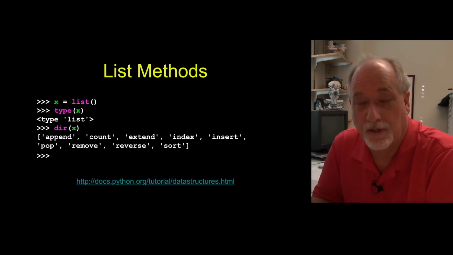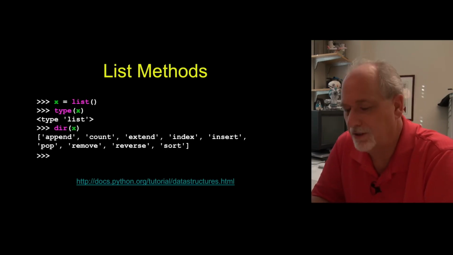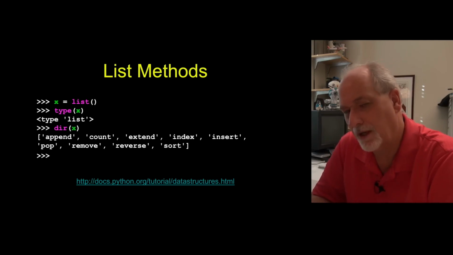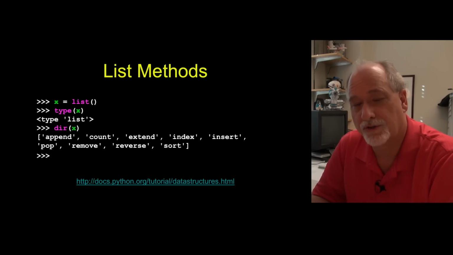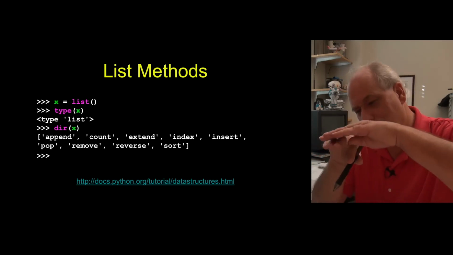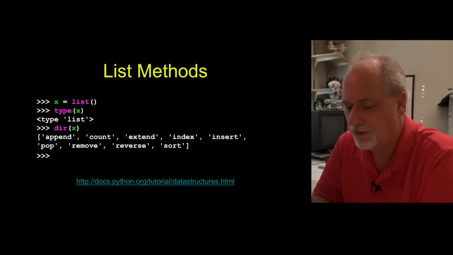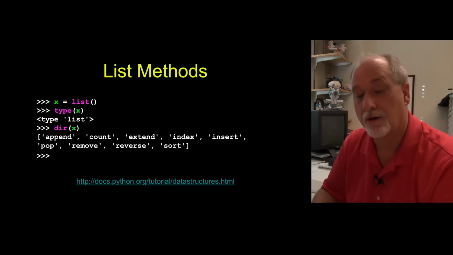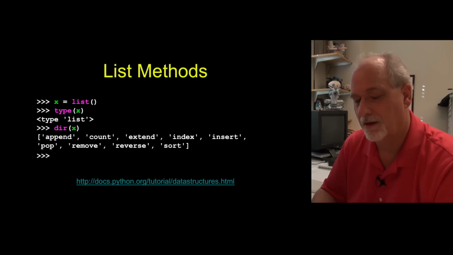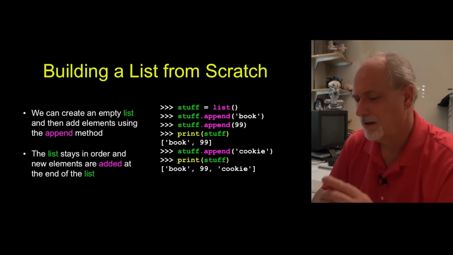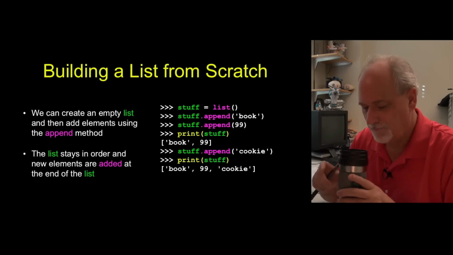There's a number of different methods, and you can look up all the documentation for lists. I often just use the dir command to remind myself of them. Append we'll look at. Count looks for certain values in the list. Extend adds things to the end of the list. Index looks things up in the list. Insert allows the list to sort of be expanded in the middle. Pop pulls things off the top. Remove removes an item in the middle. Reverse flips the order of them, and sort puts them in sorted order based on the values. So let's look at a couple of these.